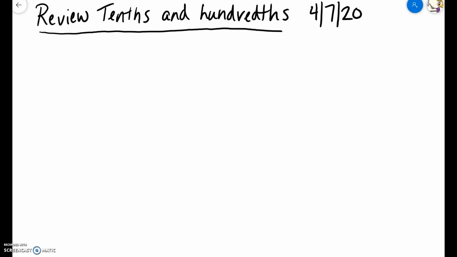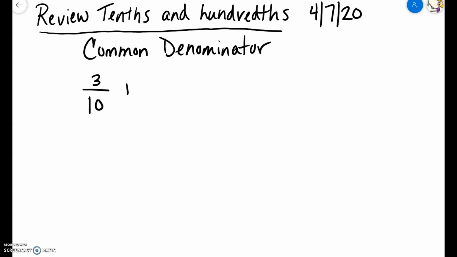But we talked about how if we have fractions that are different, we must have a common denominator in order to add them. So this unit is just on tenths and hundredths because we're going to be leading into decimals. So we don't have to worry about fifths and fourths and thirds and everything else. If I have a problem where I have 3/10 and I'm adding that to 40 hundredths, then I need to make sure that I have that common denominator before I do anything.